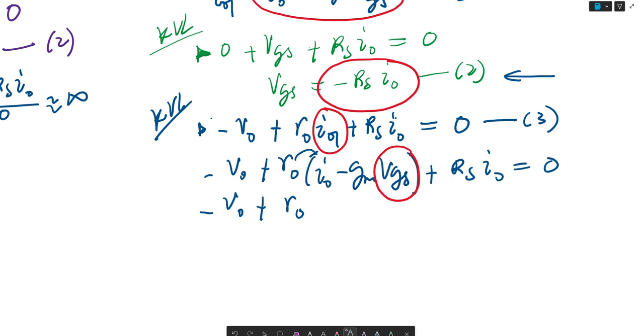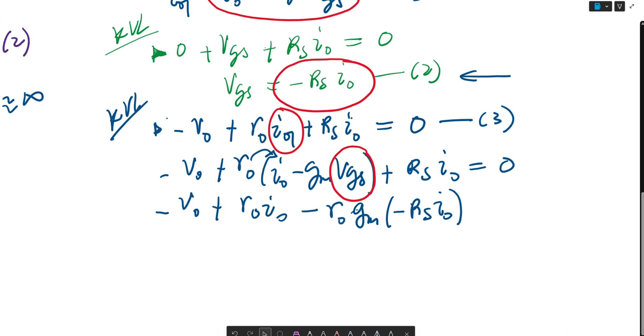Let's distribute this RO as well. So RO IO minus RO GM minus RSIO. I hope this makes sense. Plus RSIO is equal to 0. Minus and a minus gives us a positive, so that's a plus.